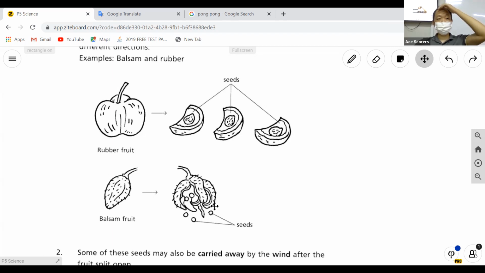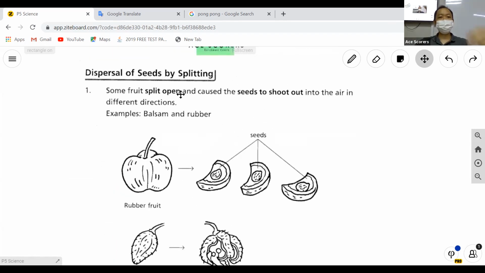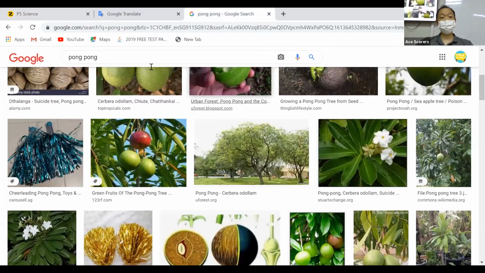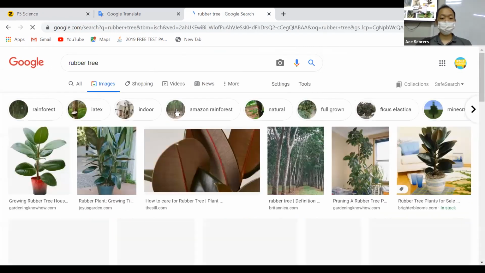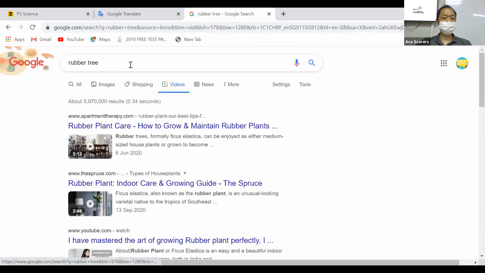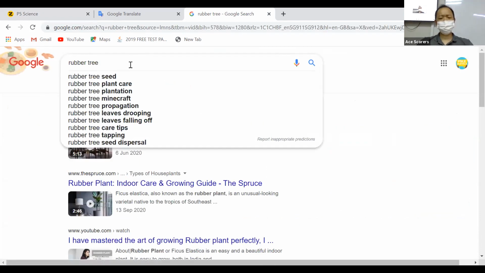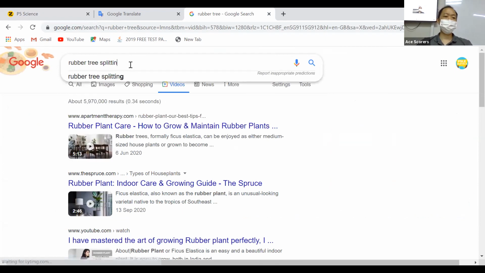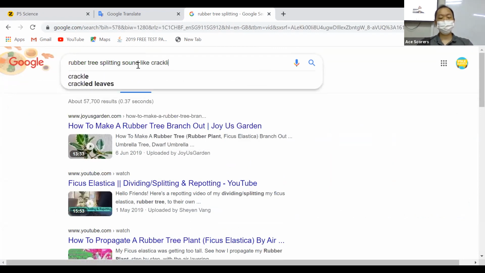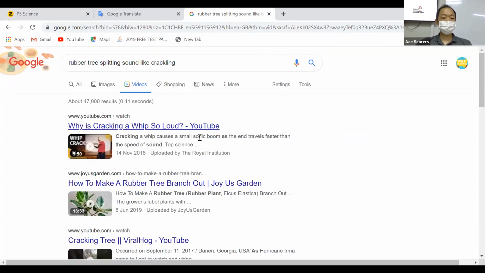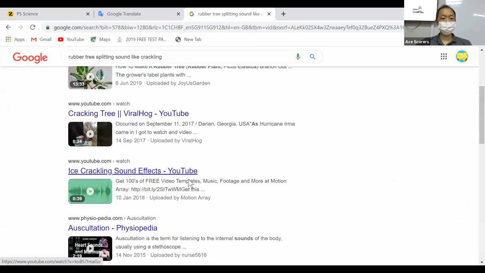Okay, so there's another one, right? It's a splitting action. Rubber tree splitting, because it sounds like firecrackers. We need to watch a video. Rubber tree splitting sounds like my friend just chopping a durian open. Cracking tree. Viral.